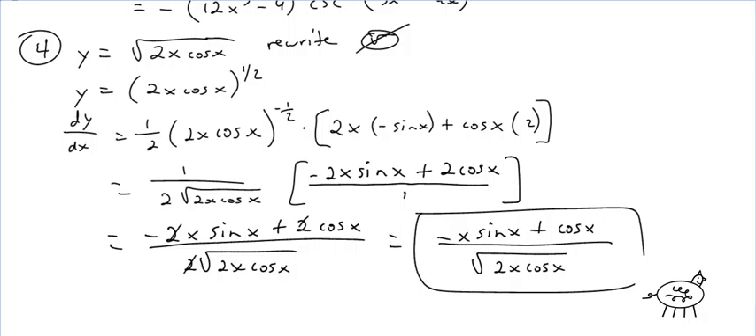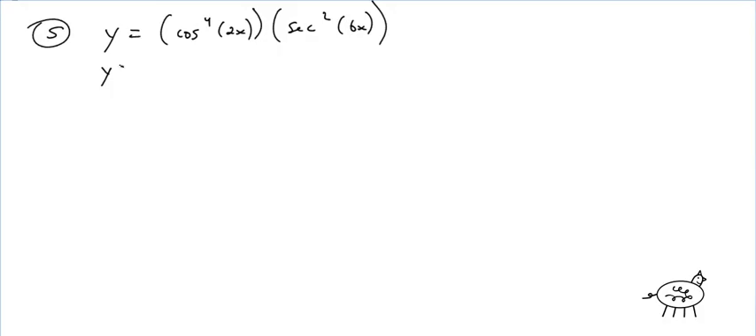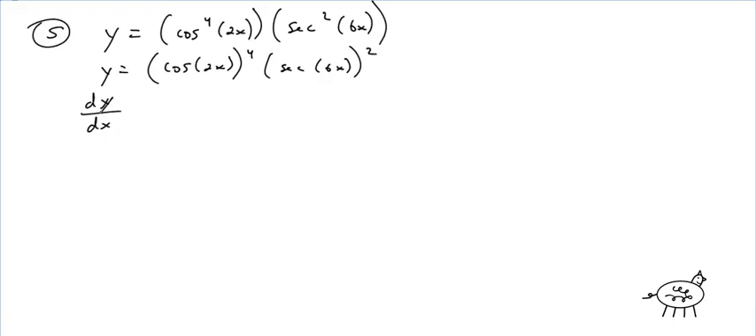All right, let's do example number 5. y is equal to cosine to the fourth of 2x times secant squared of 6x. All right. So again, I think it's a good idea to rewrite this, just to help you out, as cosine of 2x to the fourth power times secant of 6x to the second power. All right. So dy dx.